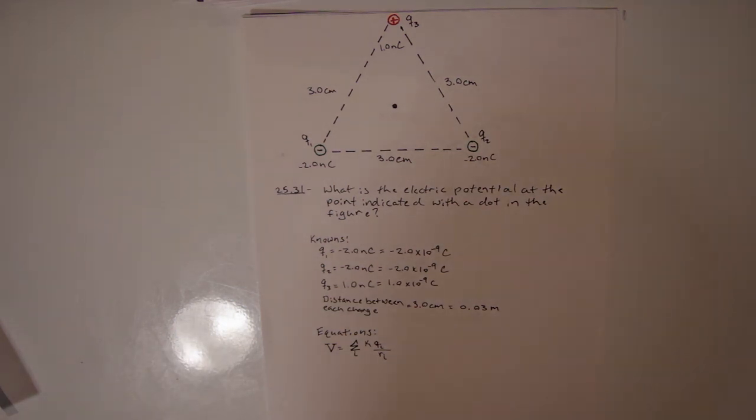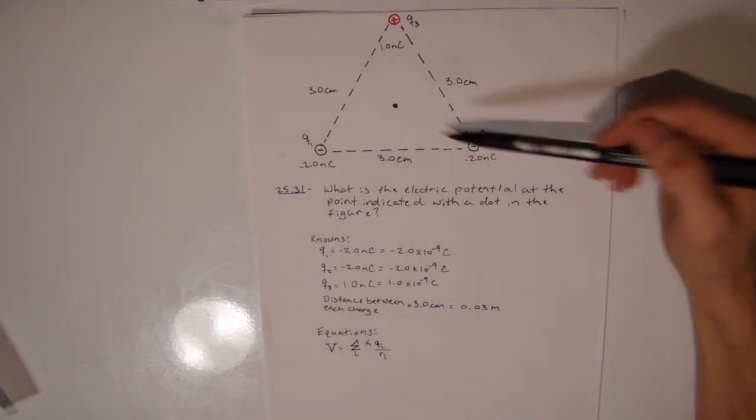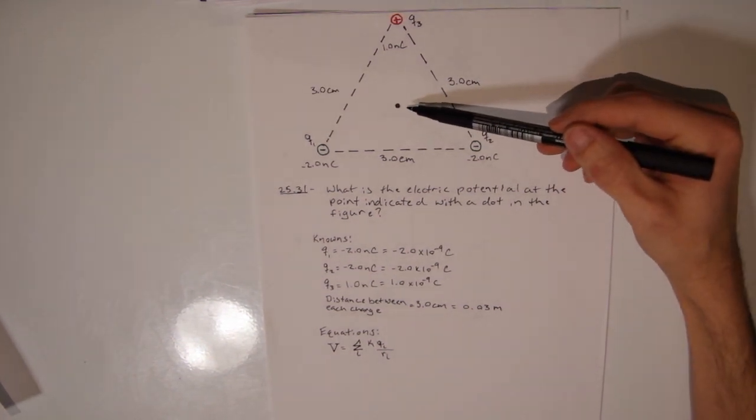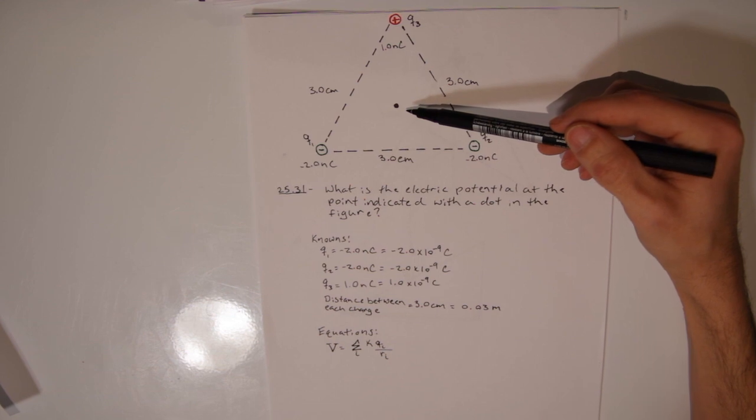Hello everyone. Today I'm going to be covering problem 25.31 on Mastering Physics. We're given this figure here and asked, what is the electric potential at the point indicated with a dot in the figure? What we're given is a triangle of charges. This dot in the center is where we're trying to find the electric potential.